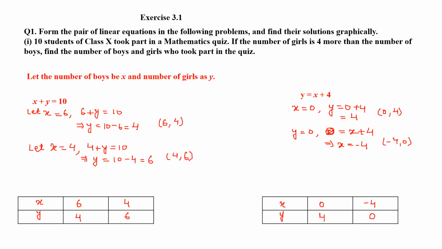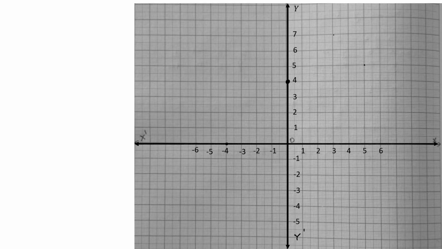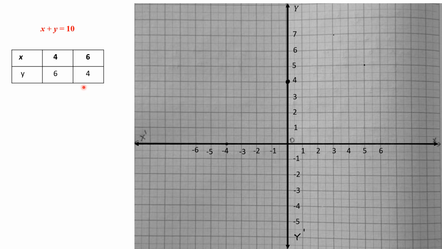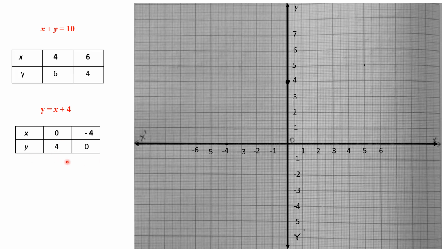Now on the basis of these values, I'm going to plot the graph of this equation and then I will get the solution also. Okay, so let's plot the graph. Okay, so now I'm going to plot those points for the linear equation. First equation x plus y equal to 10, these were the coordinates, and for the second equation y equal to x plus 4, these were the coordinates. So one by one I'm going to plot.